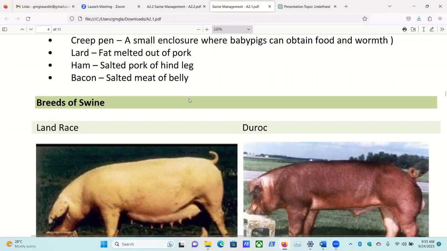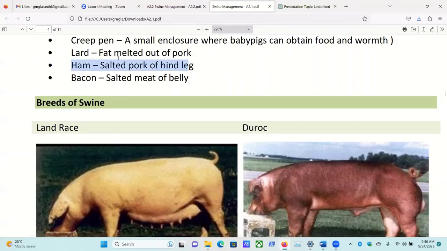So a creep pen means a small enclosure where the piglets are kept after farrowing. Do you remember, I talked about brooding and a brooder? A creep pen is like that. We provide an external source to make the creep pen warm, because just after farrowing they are very little animals and can't bear the cold. So lard means fat coming from the pork.